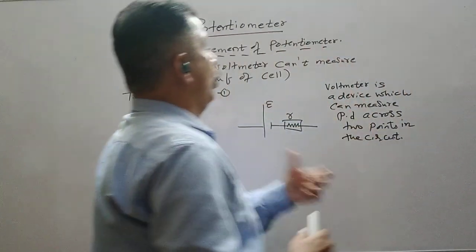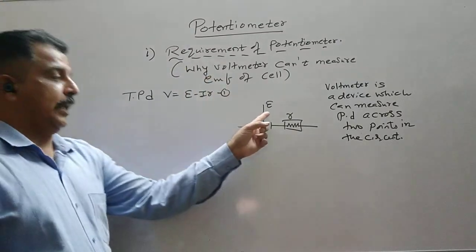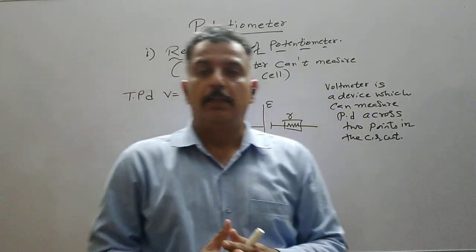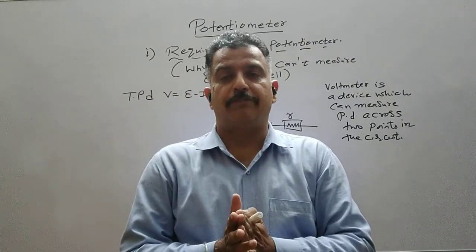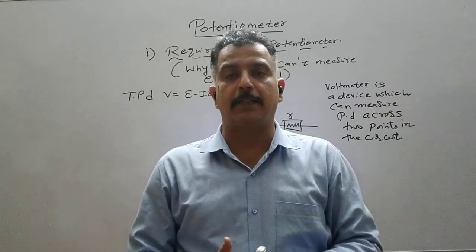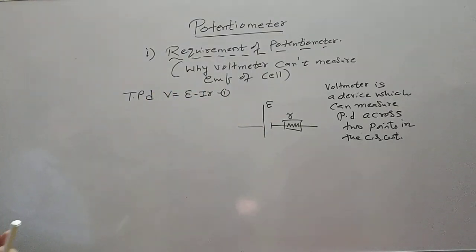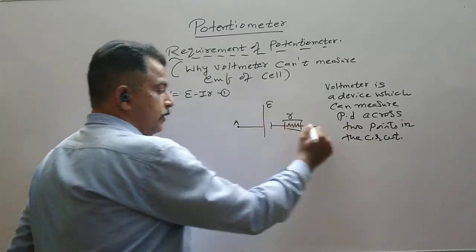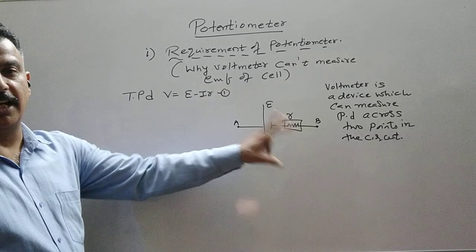So suppose I want to measure the EMF of the cell. We know that EMF of a cell is the maximum potential difference between the two electrodes of the cell when no current is drawn from it, or it is an open circuit condition. Now this is an open circuit condition. Suppose I connect a voltmeter across this cell having internal resistance r.